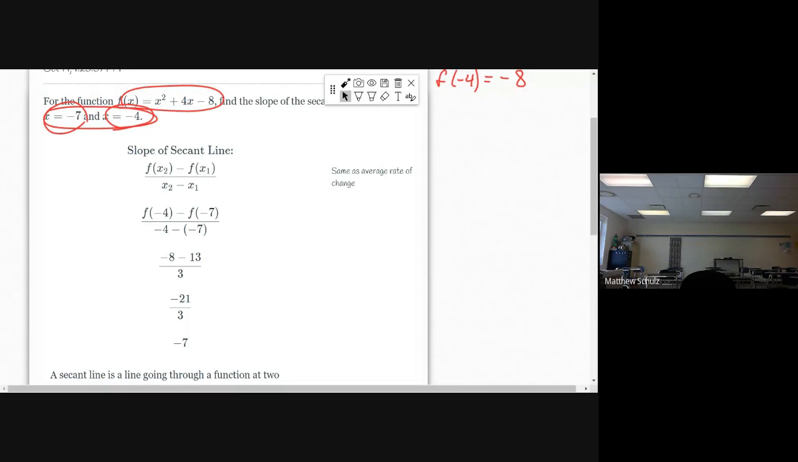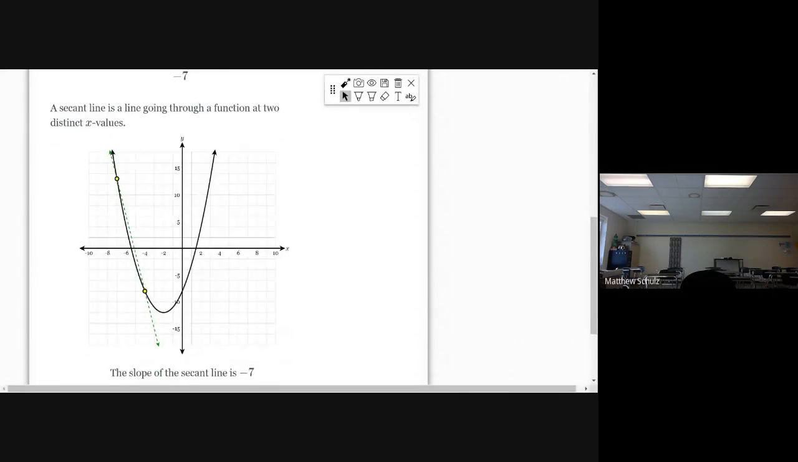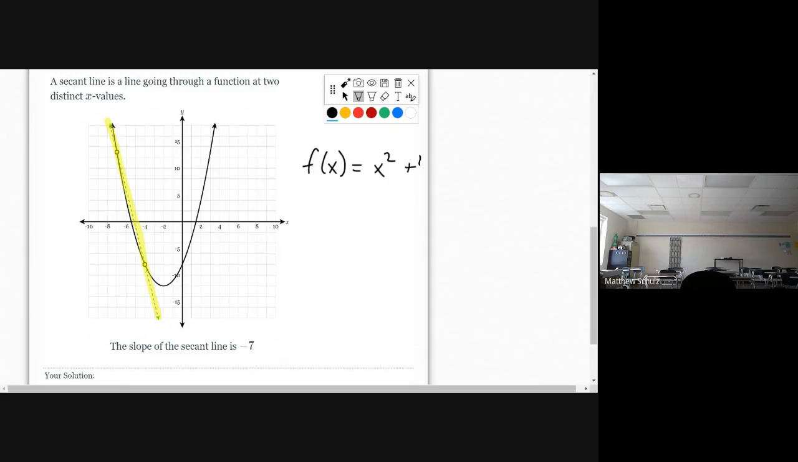But the other thing I wanted to show you that we didn't get to in class is that DeltaMath will give you a visual of what those two points look like. Notice this green line going through here, that's the secant line going through that function. Once again, it's the function f of x equals x squared plus 4x minus 8. And we're going to be talking about how to find the equation of the line right here, but the fact that we know the slope is -3 really helps us out here.